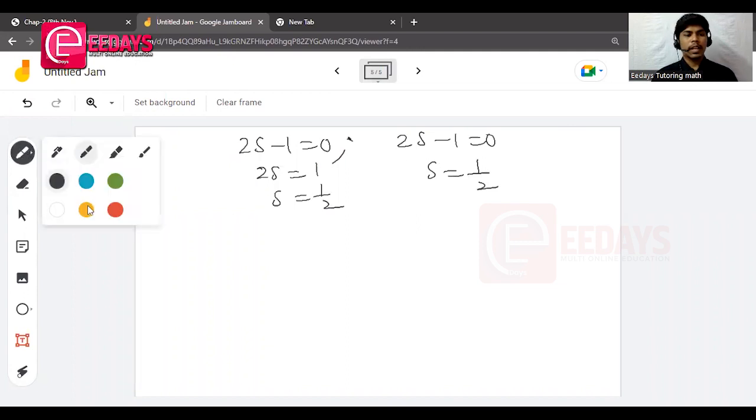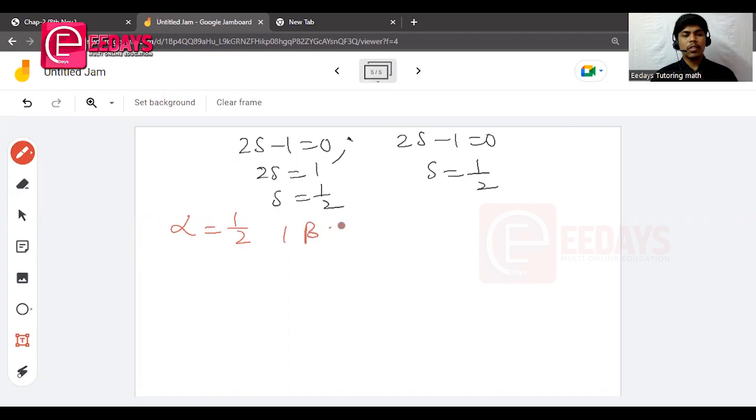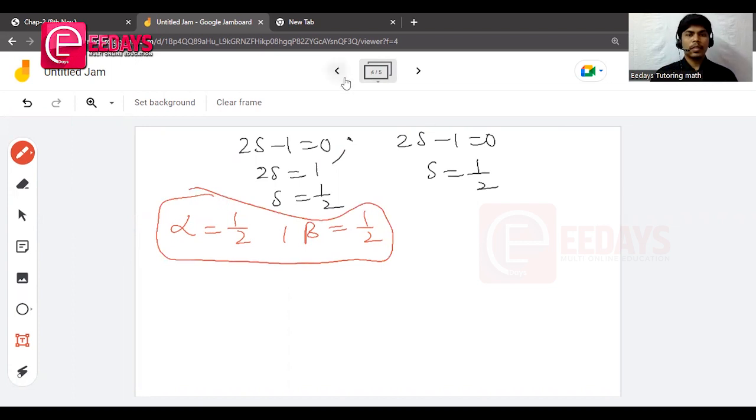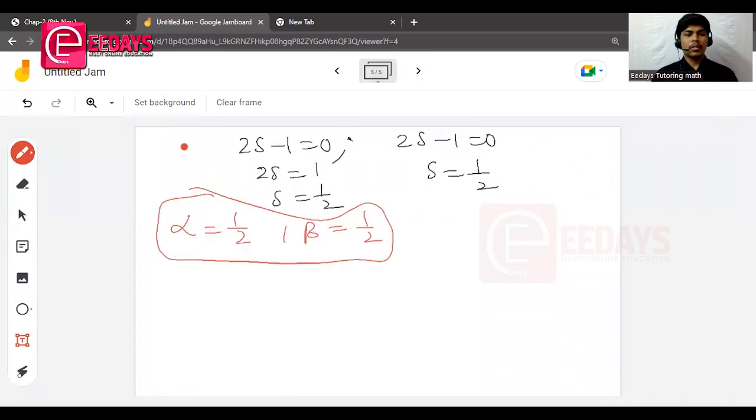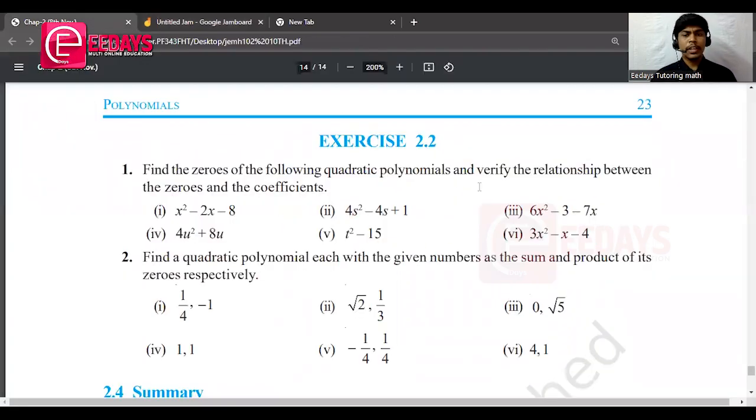Then we can confirm that we got alpha is equal to 1 by 2 and beta is equal to 1 by 2. We can find alpha beta like this. All right. So this is the first step: we have to find the zeros by doing splitting middle term. Now second step, we need to verify.